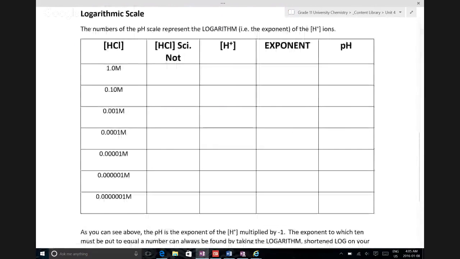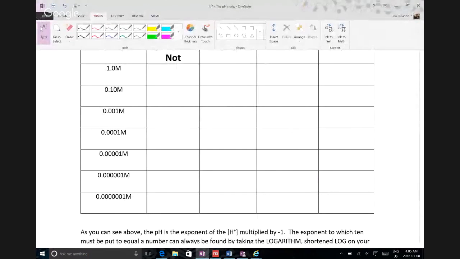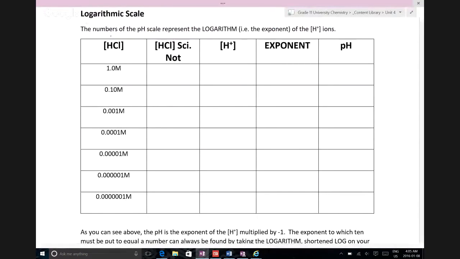So what we want to look at is some possible solutions. I have here a whole bunch of different hydrochloric acid solutions. The first one is 1 molar, then 0.1, 0.01, and so on and so forth. Actually, I've skipped one, but that's okay.